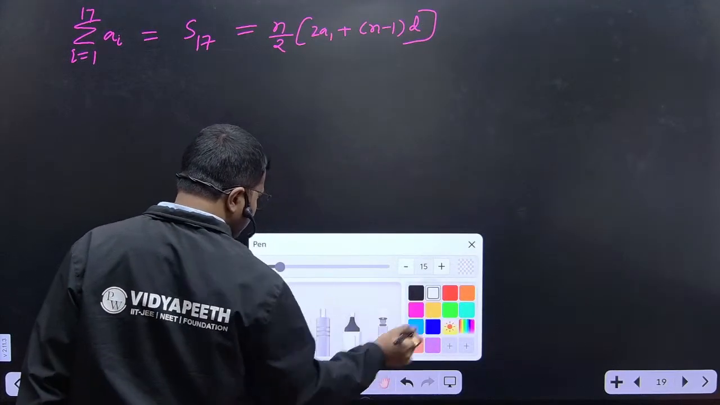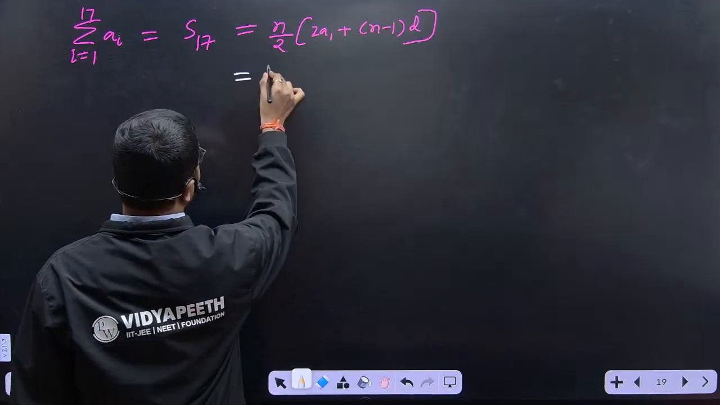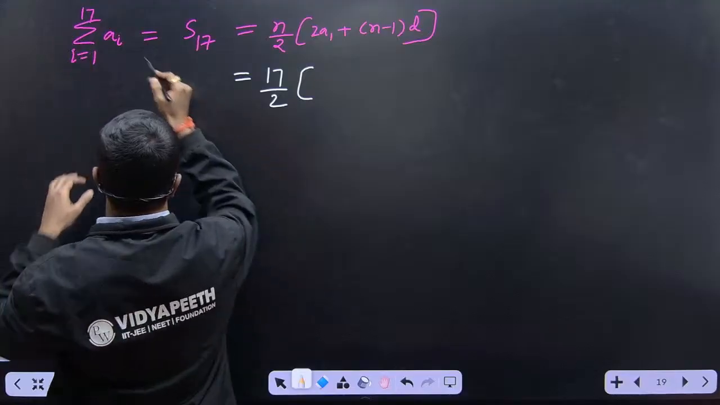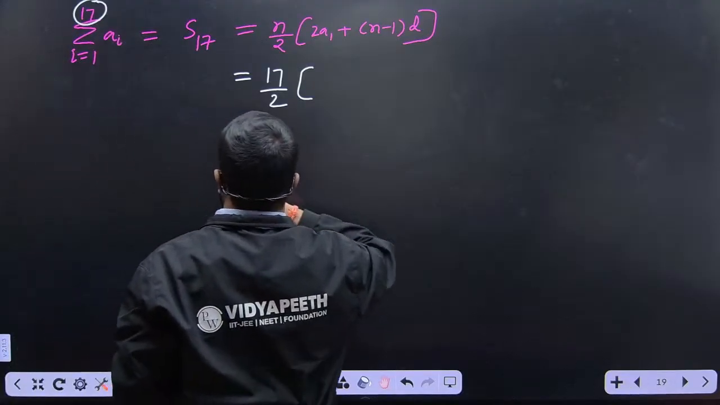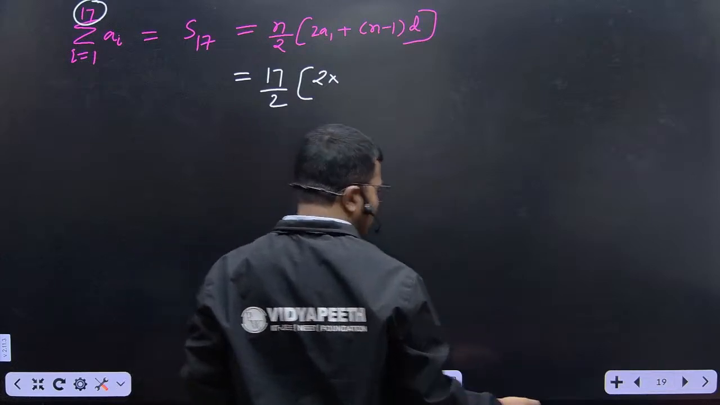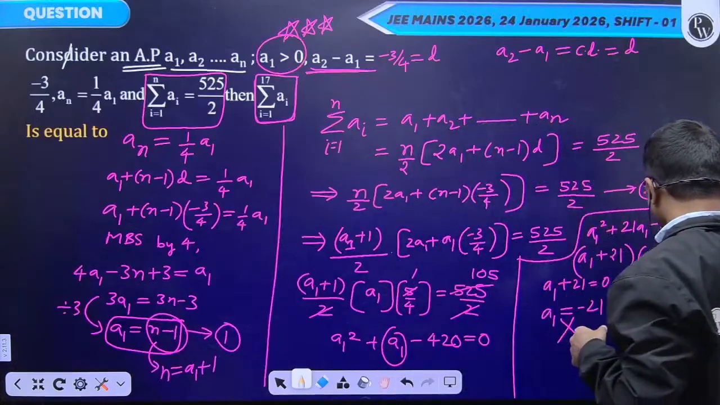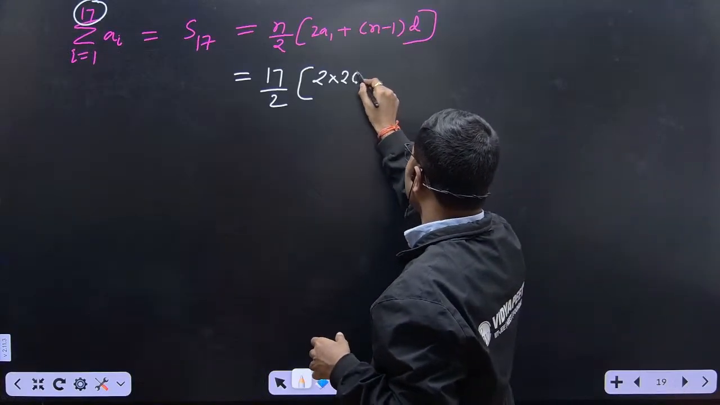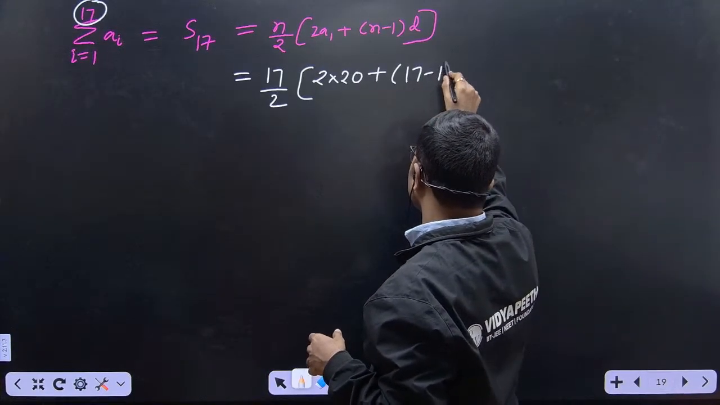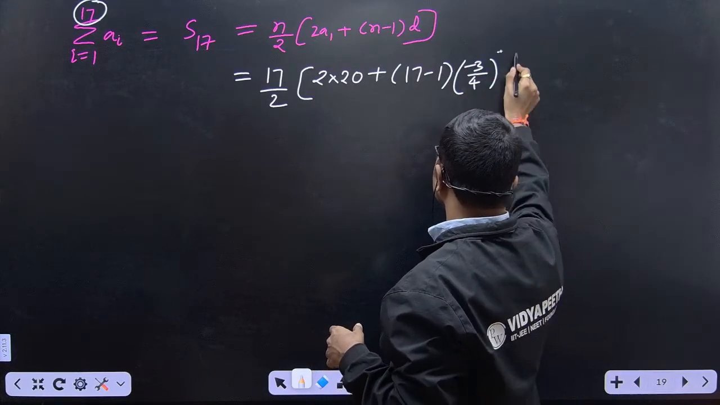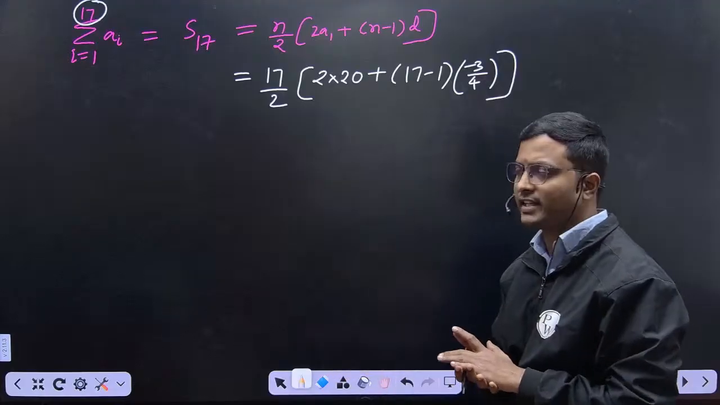Okay, so what do I get? N is 17, by 2. N is 17, as asked in the question, giving our total number of terms, into 2 A1. A1 we have already got. What is the value of A1? We have got 20. We will use this information. A1 is 20 plus N, 17 minus 1, times the common difference given in the question, minus 3 by 4. Now we have to calculate and get the answer.